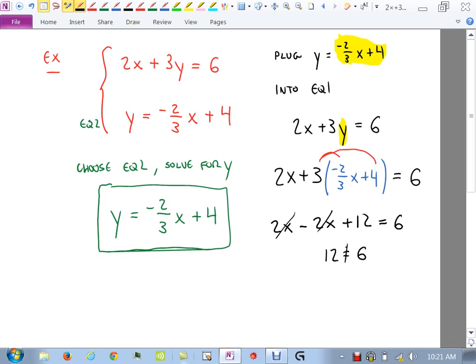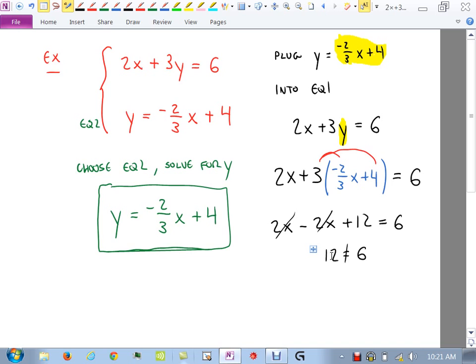Right? What does that mean? Our method sucks and it doesn't work all the time, or what? What does that mean? That means there's no solution. Right? This statement is not true. 12 is not 6. Now, last class we talked about this when we were graphing them. We said there were 3 possibilities when you take 2 lines. What are the 3 possibilities?